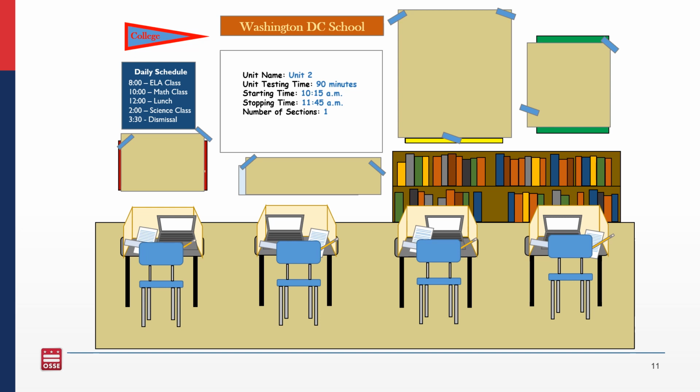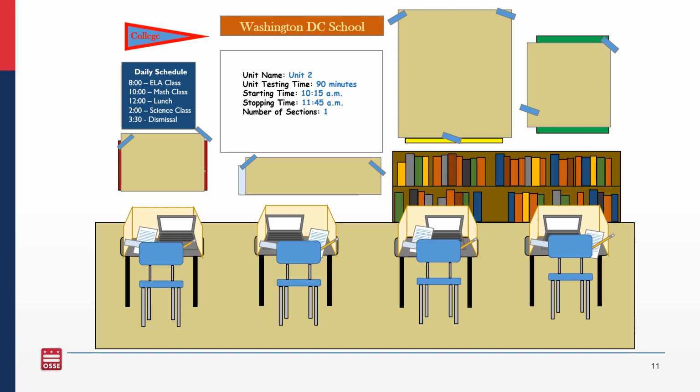Rather than remove these wall displays, as we saw in the previous slide, it is also permissible to cover them, as seen on this slide. Additionally, if desks are not able to be adequately separated, as seen in the previous slide, desk dividers can be used to ensure students are unable to see the testing content of their peers.